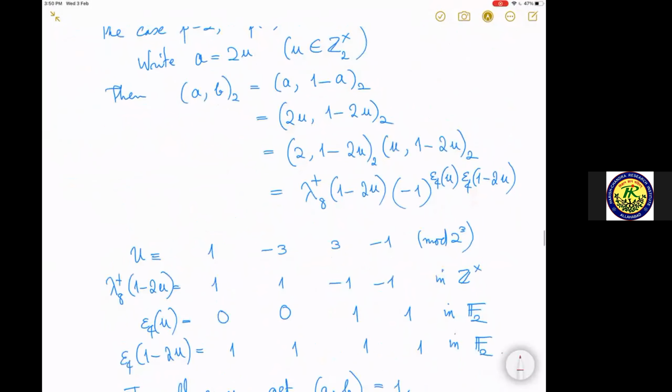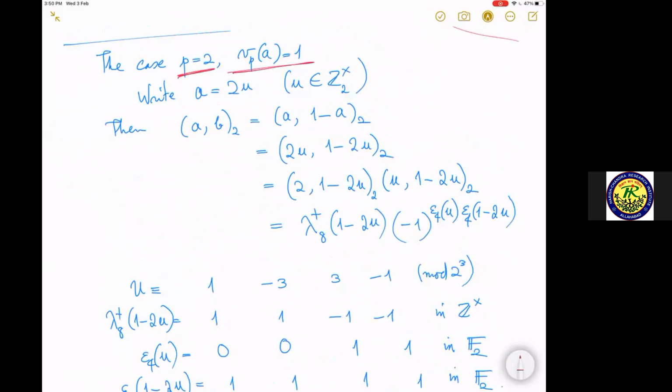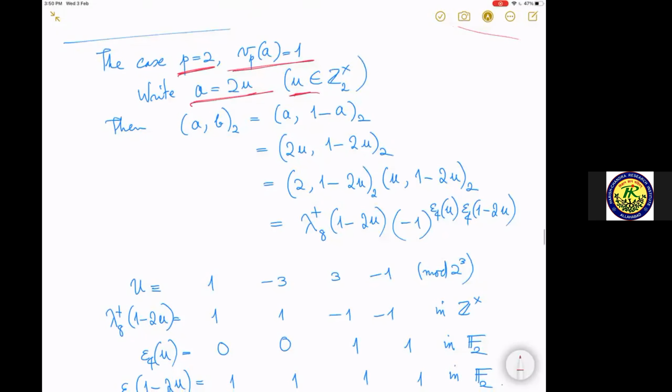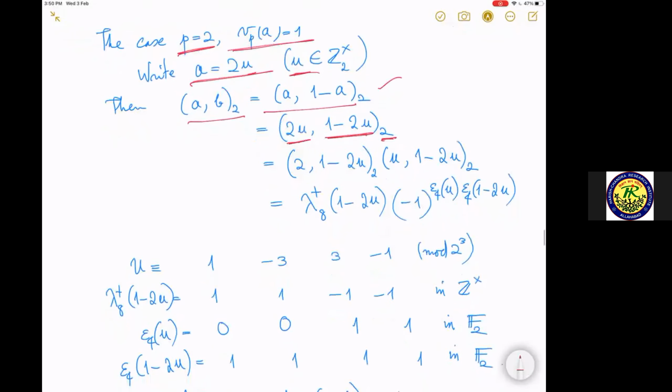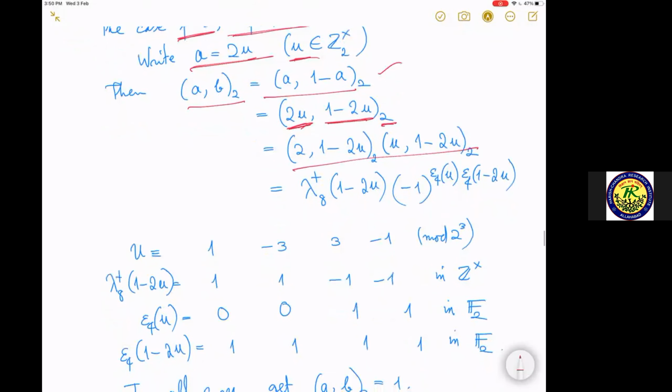This is not the last case. So let's consider p equal to 2 and v_p of a is equal to 1. So a is going to be twice a unit, u is a unit. And (a, b) is (a, 1 minus a) which is (2u, 1 minus 2u). And so I expand it, using multiplicativity in the first argument.